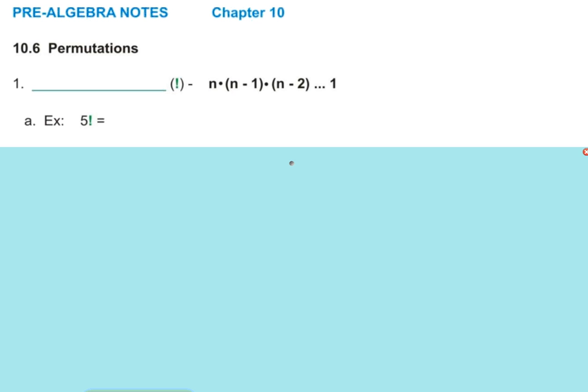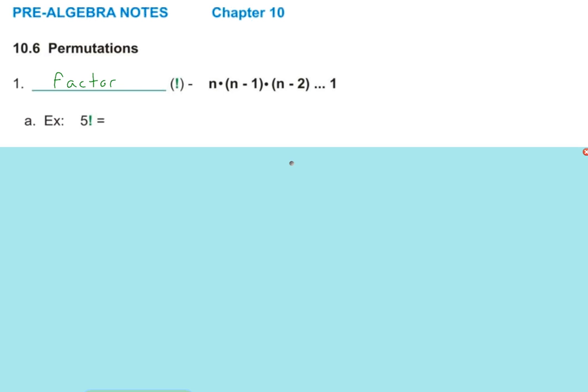Today's topic is permutations, but before we get to permutations, we have to learn what something else means, because it's part of a permutation, and to understand a permutation, we got to know this part first. So the first thing I want to talk to you about is the operation of factorial.